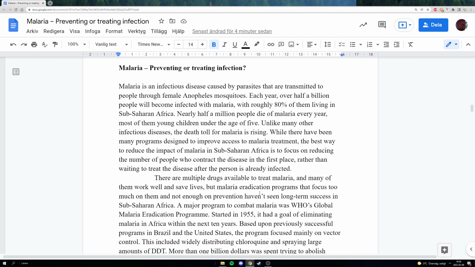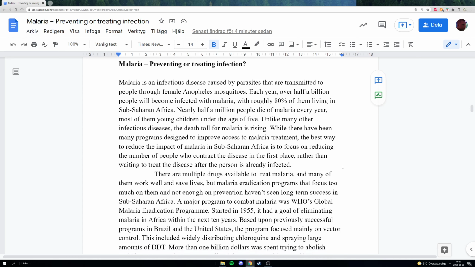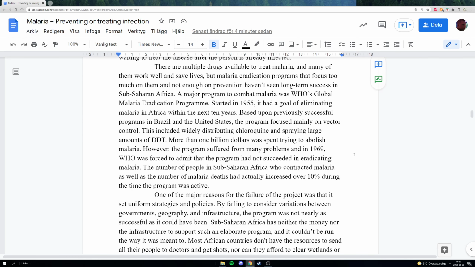While there have been many programs designed to improve access to malaria treatment, the best way to reduce the impact of malaria in Sub-Saharan Africa is to focus on reducing the number of people who contract the disease in the first place, rather than waiting to treat the disease after the person is already infected. There are multiple drugs available to treat malaria, and many of them work well and save lives, but malaria eradication programs that focus too much on them and not enough on prevention haven't seen long-term success in Sub-Saharan Africa.